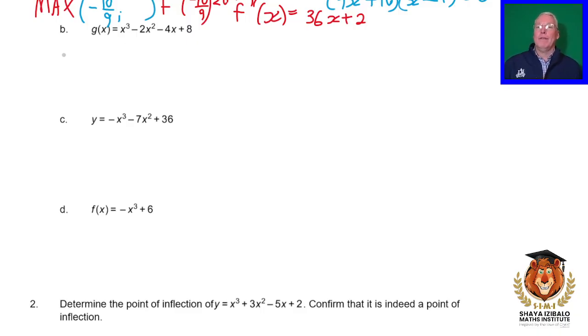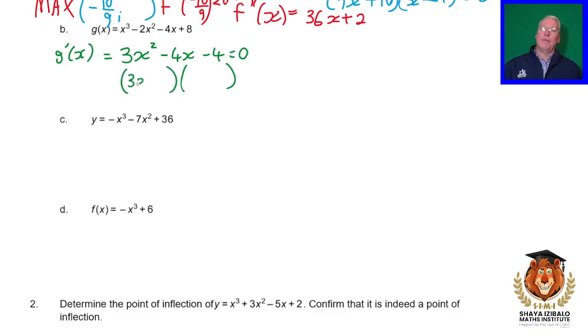The first derivative is 3x squared minus 4x minus 4. Now, to find stationary points, we want that to be 0. So we're now going to try and factorize this. The only way 3 can factorize is 3x and x. 4 can factorize with 4 and 1, or with 2 and 2. And it's in fact going to be 2 and 2. We're going to have a minus 2 here. That's going to give us negative 6x plus 2.